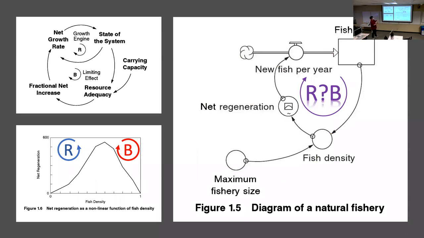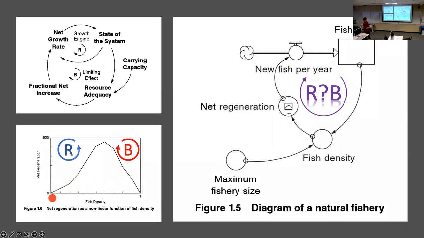It's sort of a simple model that we can identify with, but it's hard to see some of these fundamental structures here. So it has a single loop here that is both reinforcing and balancing depending on how big the fish stock is. And that's because it goes through this lookup table, net regeneration, which I've got over here, which has fish density on the x-axis, net regeneration on the y-axis, and some curve over here.